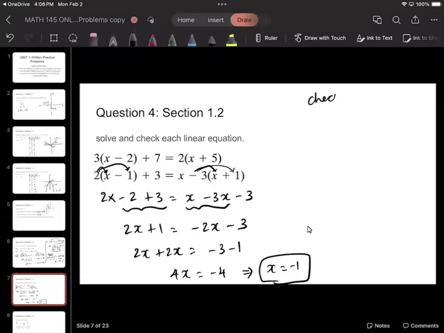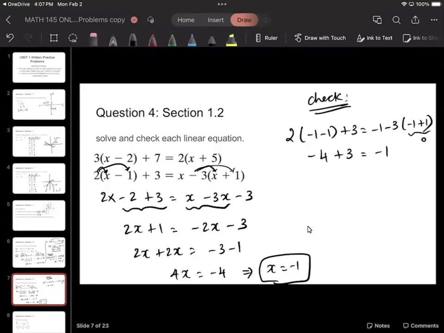Then I perform a check. So I have 2 times negative 1 minus 1 plus 3 is negative 1 minus 3 times negative 1 plus 1. Okay. Negative 1 minus 1 is negative 2. 2 times negative 2 is negative 4 plus 3 is equal to, this is 0. 0 multiplied with anything is 0. Negative 1 is negative 1. So it's correct.